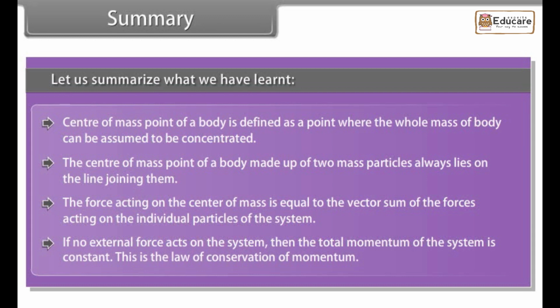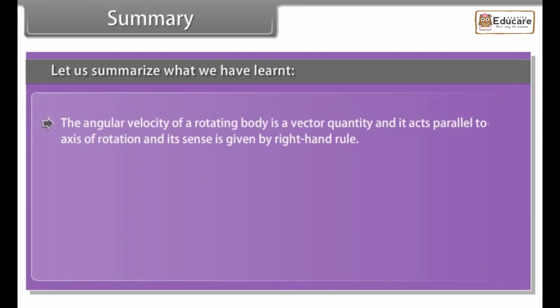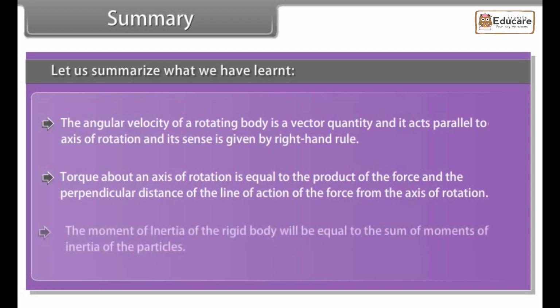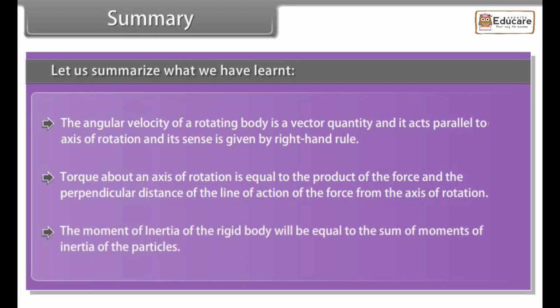If no external force acts on the system, then the total momentum of the system is constant. This is the law of conservation of momentum. The angular velocity of a rotating body is a vector quantity and it acts parallel to the axis of rotation, and its sense is given by the right-hand rule. Torque about an axis of rotation is equal to the product of the force and the perpendicular distance of the line of action of the force from the axis of rotation. The moment of inertia of the rigid body is equal to the sum of the moments of inertia of the particles.